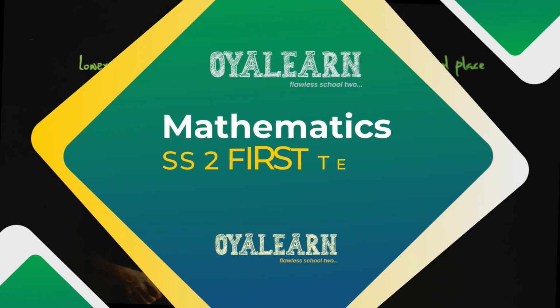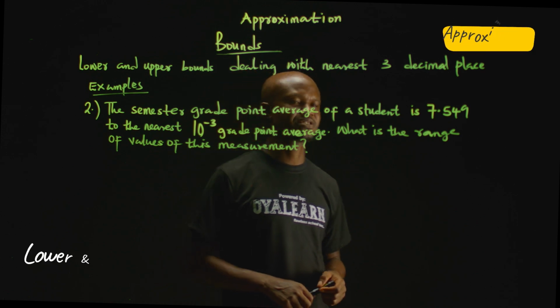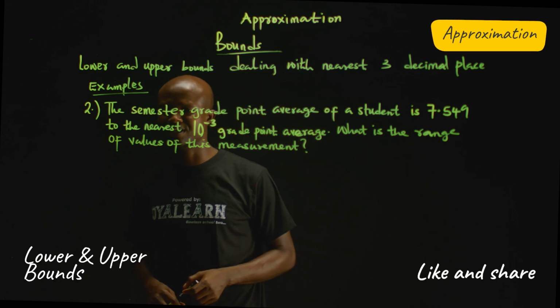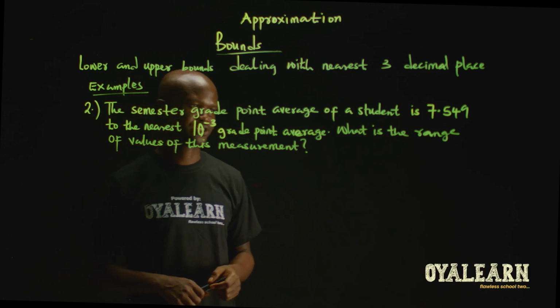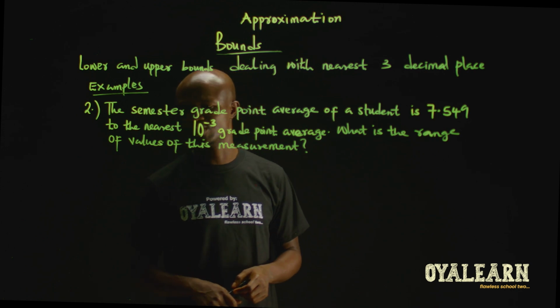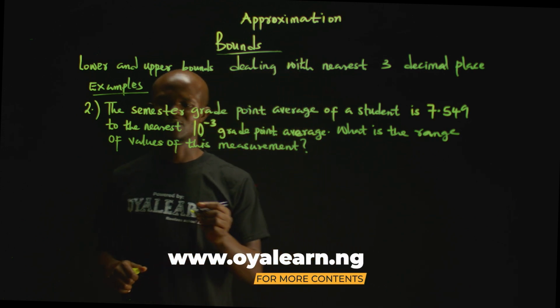The semester grade point average of a student is 7.549 to the nearest 10 raised to the power minus 3 grade point average. What is the range of values of these measurements? Solution.